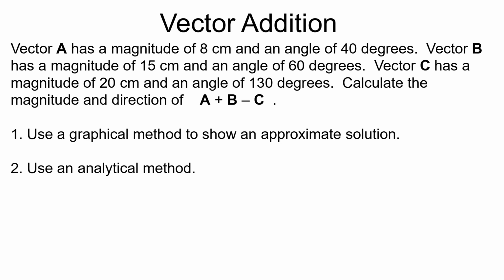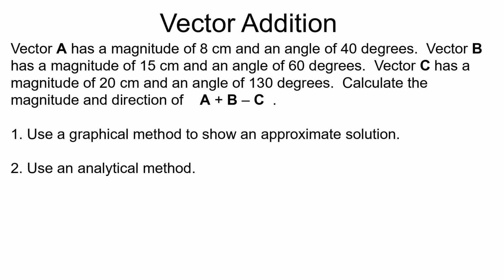So A is a magnitude of 8 centimeters, an angle of 40 degrees, measured from the positive x-axis. I'll use x and y axes here. The x-axis is typically drawn horizontal, the y-axis at a 90-degree angle to the x-axis, and our angles are measured counterclockwise from the positive x-axis. Vector B, 15 centimeters, angle of 60 degrees, and vector C, 20 centimeters, angle of 130 degrees, so it puts it into the second quadrant.